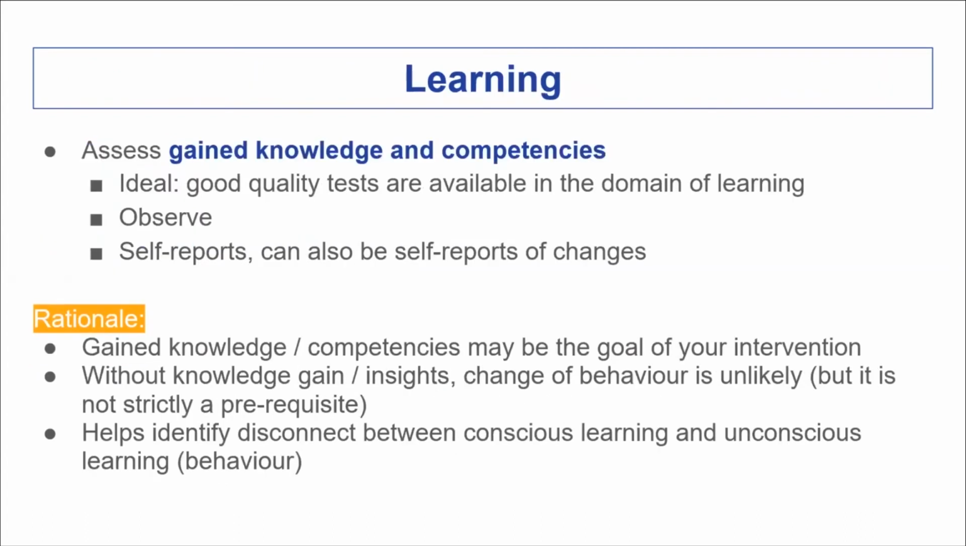And then at the level of learning, what you want to do is assess gained knowledge and competences. This is very often in learning sciences the level at which you want to measure an effect. So ideally, you have good quality tests in the domain of learning where you can do pre and post tests that measure the knowledge in a domain. You can also observe participants. You can use self-reports of knowledge. And this is the more important if you go into niche domains of learning where you don't have standard tests for knowledge available.